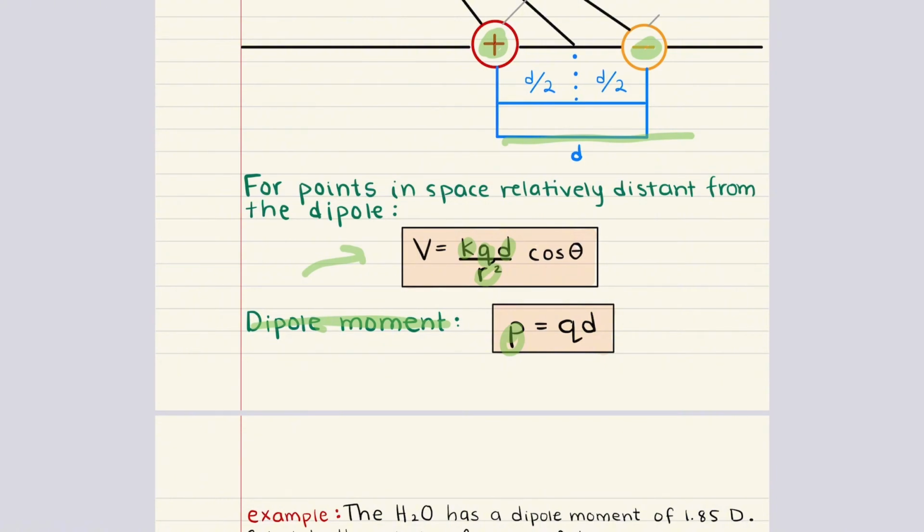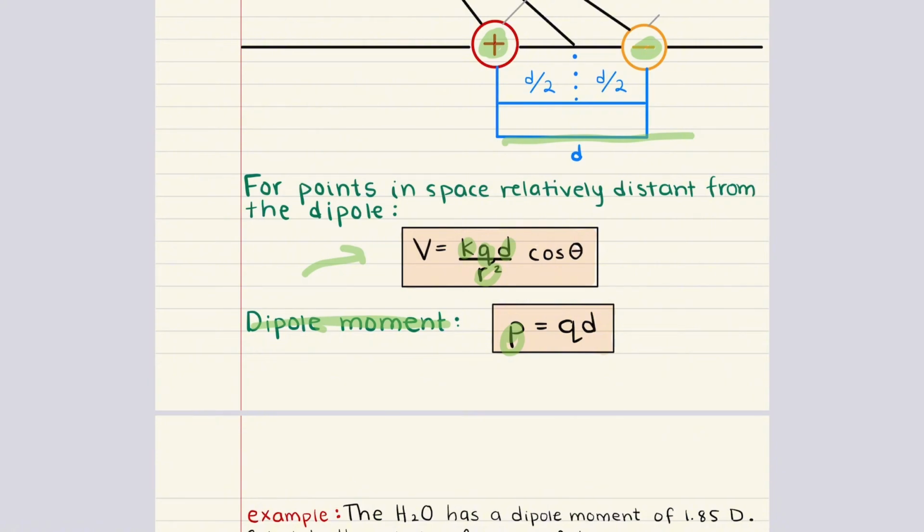The dipole moment P is a measure of the strength of the dipole, and it plays an important role in how the dipole interacts with external electric fields. The larger the dipole moment, the stronger the interaction with an external electric field. So in summary, the electric dipole creates a distinctive electric field and potential that depends on the arrangement of the two charges and the distance from them.